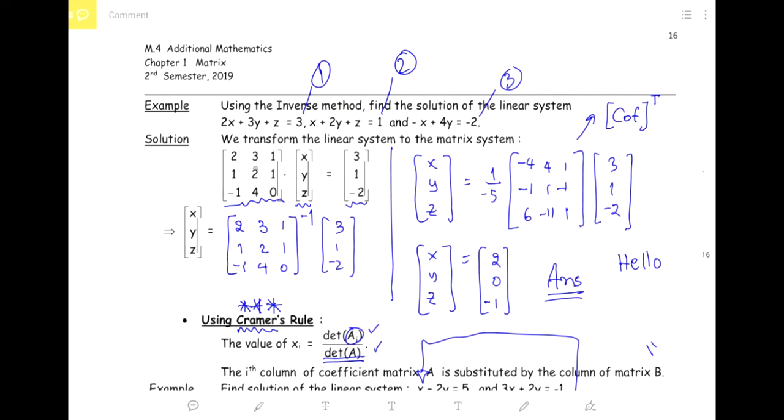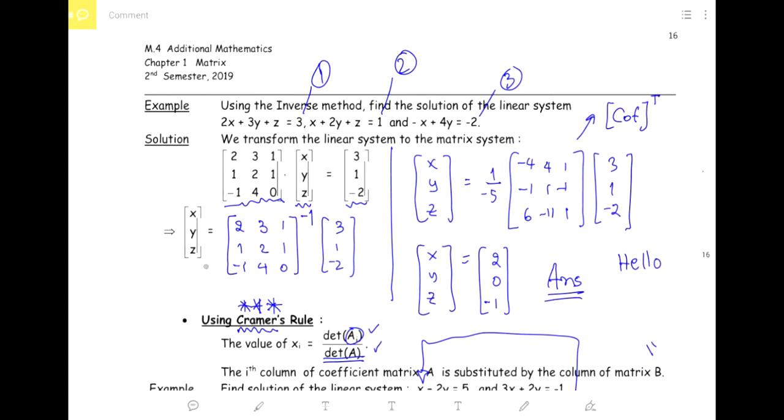coefficient matrix. So you just look for the numbers in front of x, y, and z. This is the coefficient matrix, so you just write it there. Next one, this is a variable matrix, x, y, z, right there. The constant matrix consists of 3, 1, and negative 2. You just have to put it there, right?